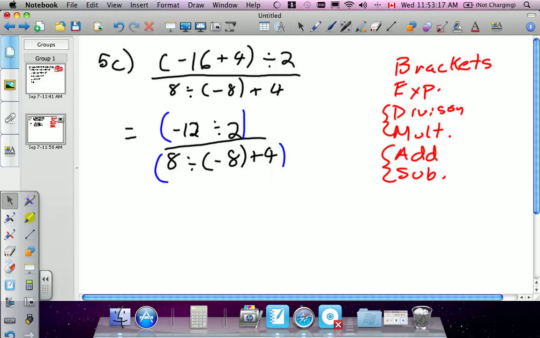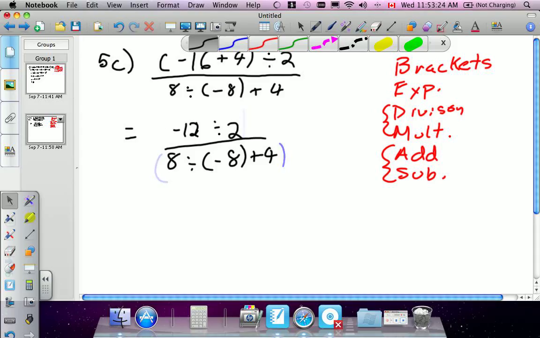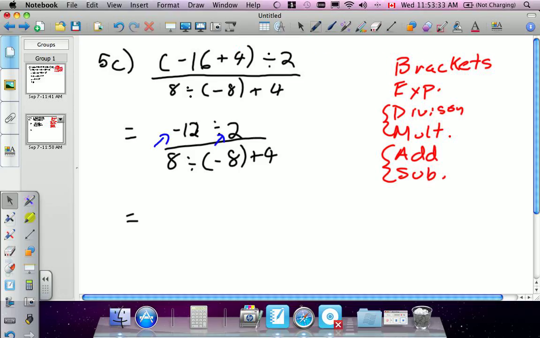So my top, I have negative 12 divided by 2. If we look at that, I have a negative and a positive. So according to my rules, what's our answer going to be? Negative. It's going to definitely be a negative. What is 12 divided by 2? 6. So I'm left with negative 6 over 8 plus 4. Let's write it all out. Okay. So I've dealt with the top of the question.